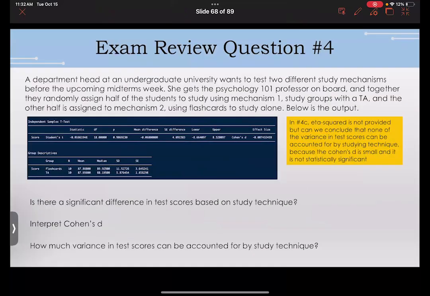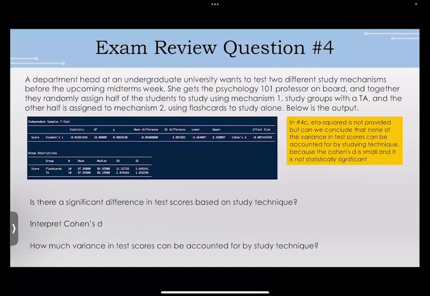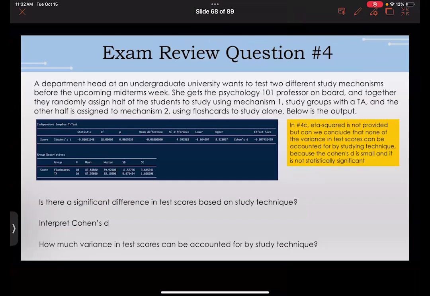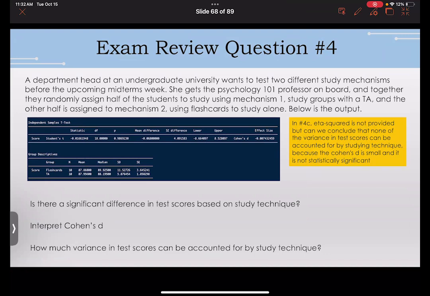This one. A couple of things that I wanted to go through that just have to do with reporting correctly, just some notes. So a department head at an undergraduate university wants to test two different study mechanisms before the midterm. She gets the Psych 101 professors on board and together they randomly assign half the students to study using mechanism 1, study groups with a TA, and the other half is assigned to mechanism 2, using flashcards to study alone. Below is the output.